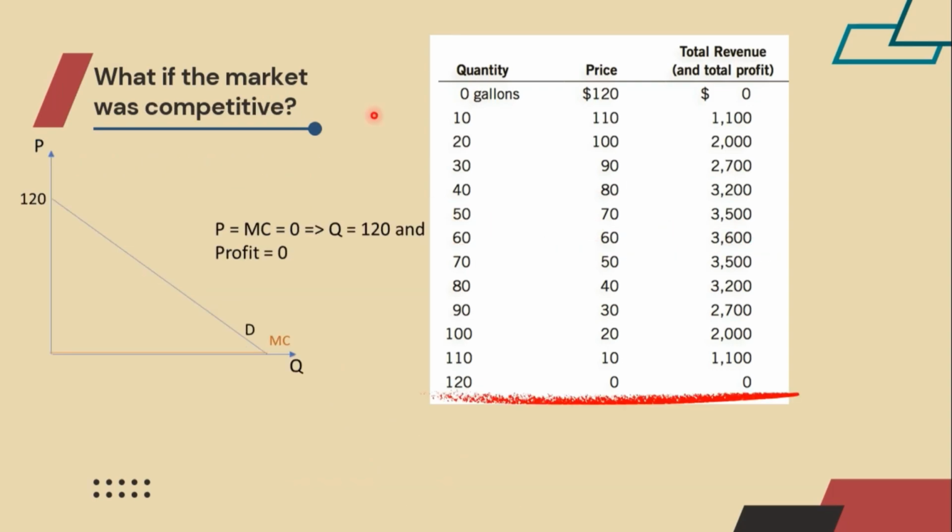Now let's look at the competitive market. As we know, there are no barriers to enter a competitive market, so everyone will produce until our total revenue is zero and the quantity produced is 120 gallons. Since our total revenue is our total profit, the profit also will be zero.